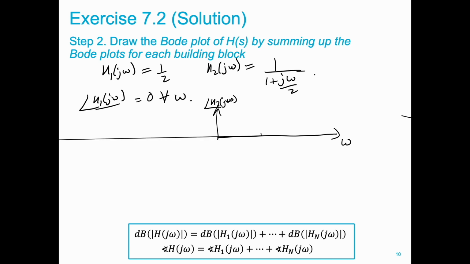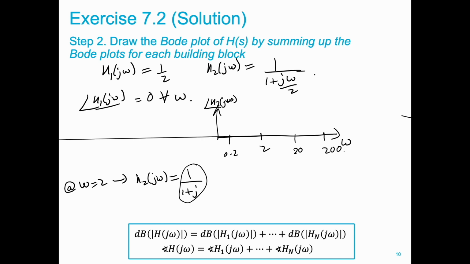So I have the break frequency at 2. All right. Now at ω equals 2, what is H2(jω)? At ω equals 2, H2(jω) is 1 over 1 plus j, right? And what is the phase of 1 plus j? It is 45 degrees, π over 4. And what is the phase of 1 over that? It should be minus 45 degrees, right? So the phase of H2(jω) is minus π over 4 at ω equals 2, okay?